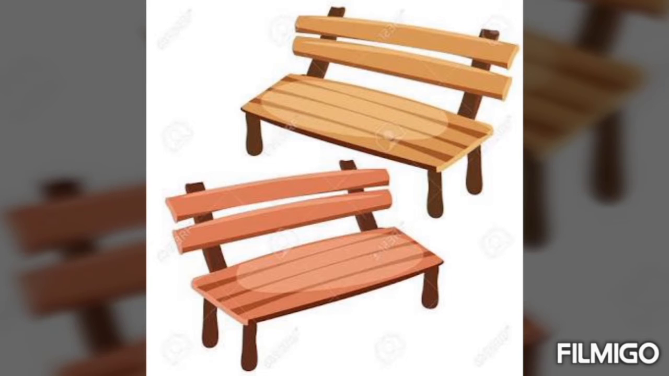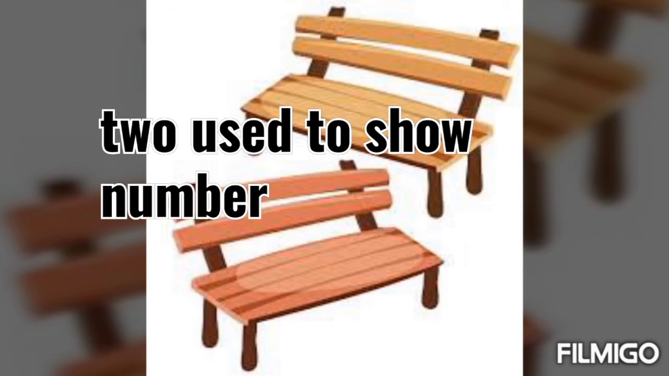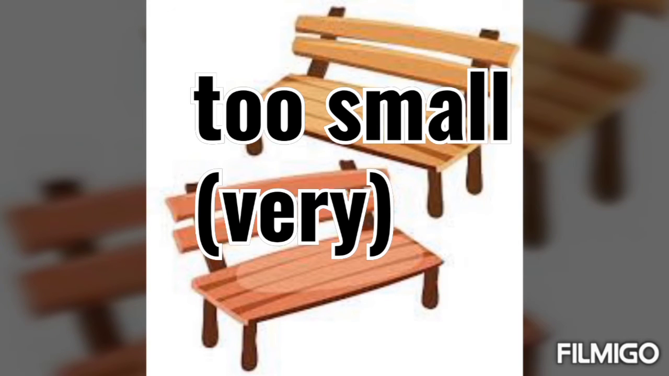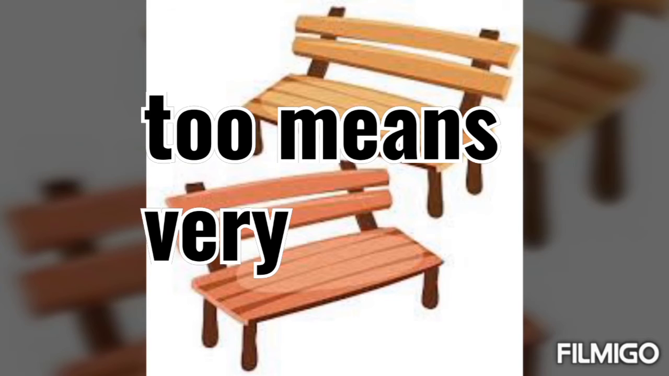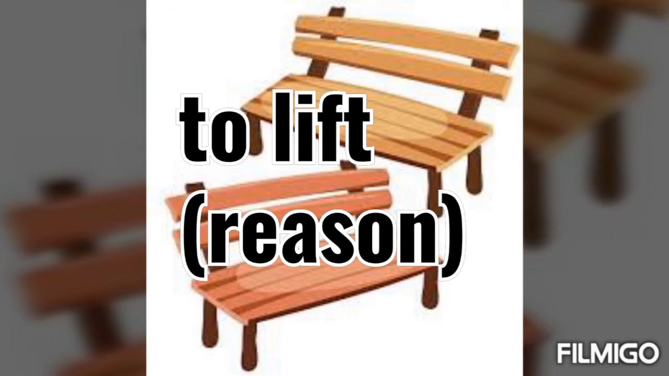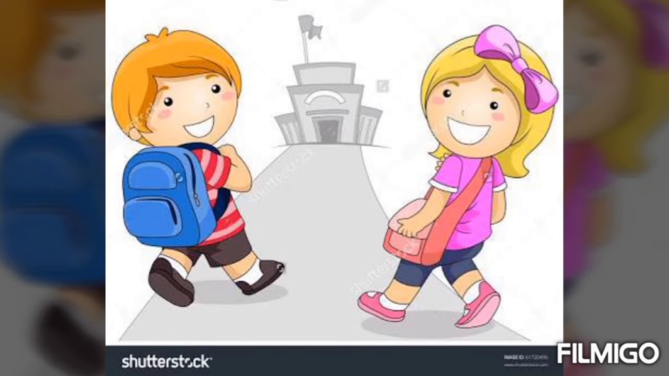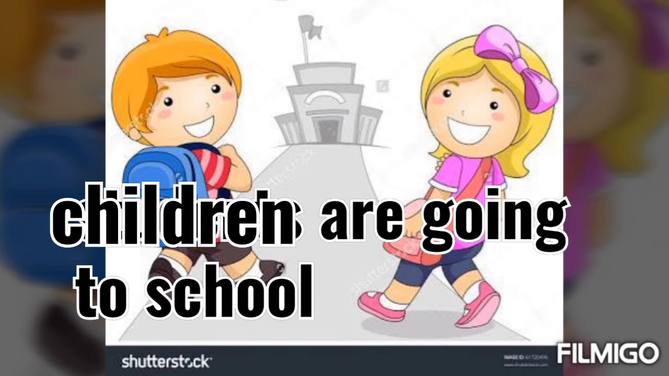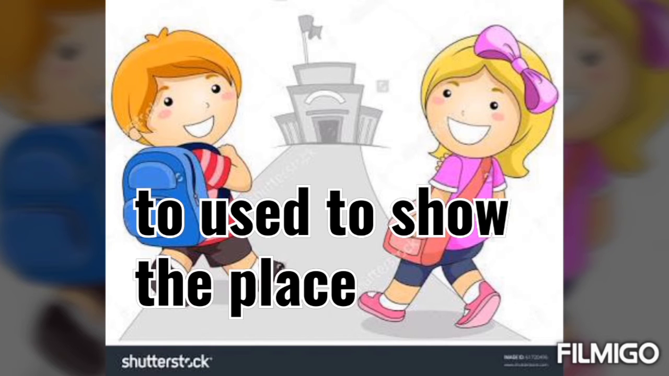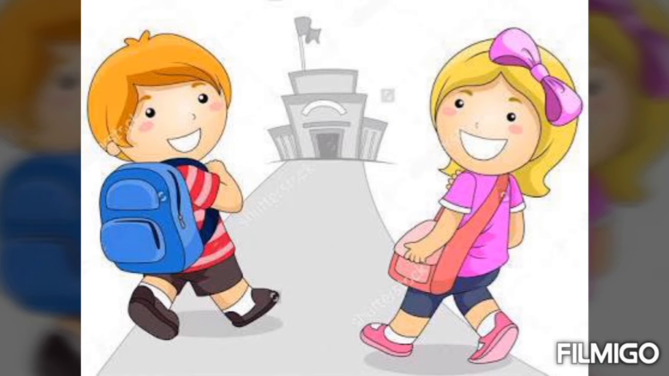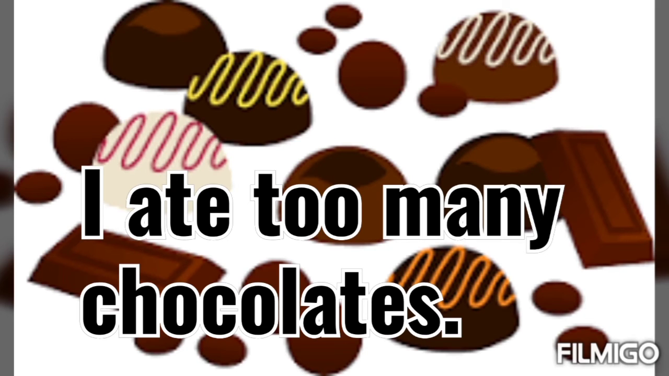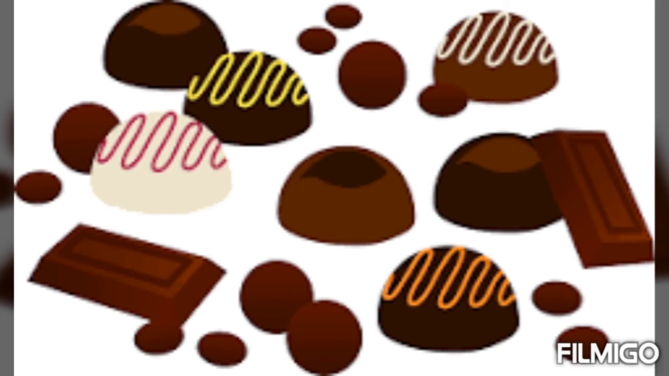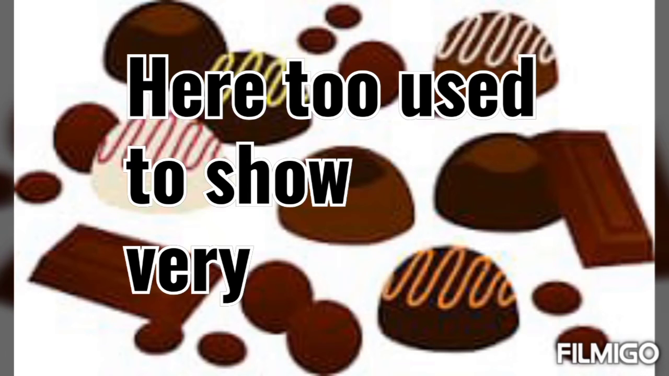Let us see more examples. Two tables: here two means number. Too small: too means very. To lift: to means reason. The children are going to school: here to means place. I ate too many chocolates: here too means very.